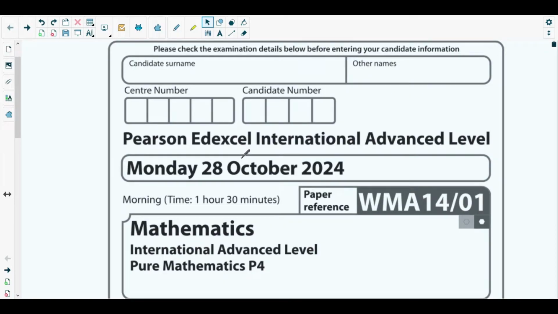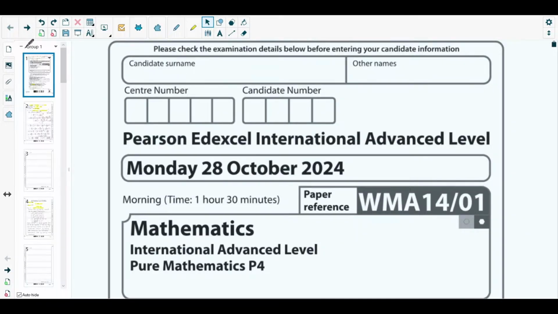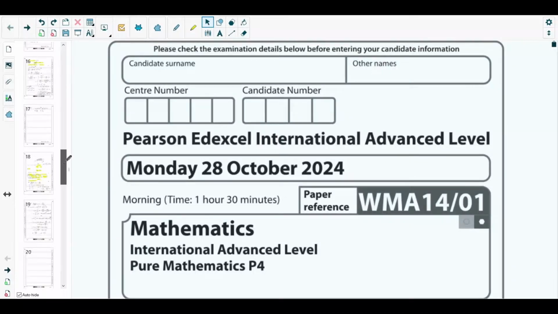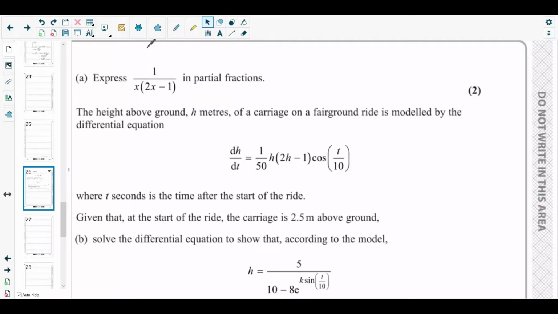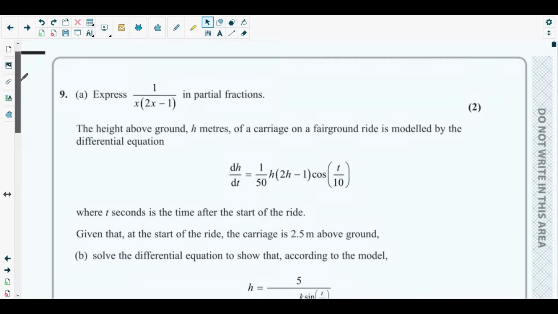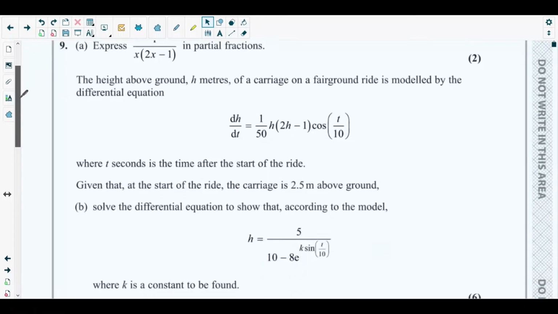In this video, we will be solving question number 9 from the most recent Pure Mathematics 4 past paper, which is the October 2024 P4 paper. So let's see what question number 9 from this paper is about. Here you go, you can see question number 9 on the screen.